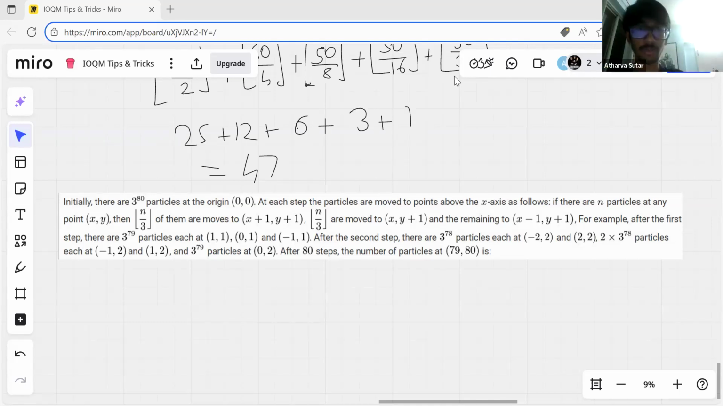Remember that these mocks are going to be slightly harder than IOQM, so don't feel demotivated if you get low scores. Even if you get 10 or 15, it's still a pretty good score in those mocks. Because in IOQM 2024, people who got 10 in Agamjeet mocks got 40 in the actual IOQM.